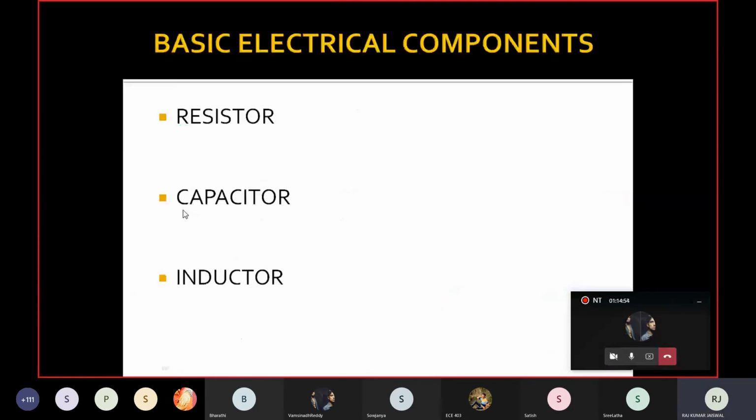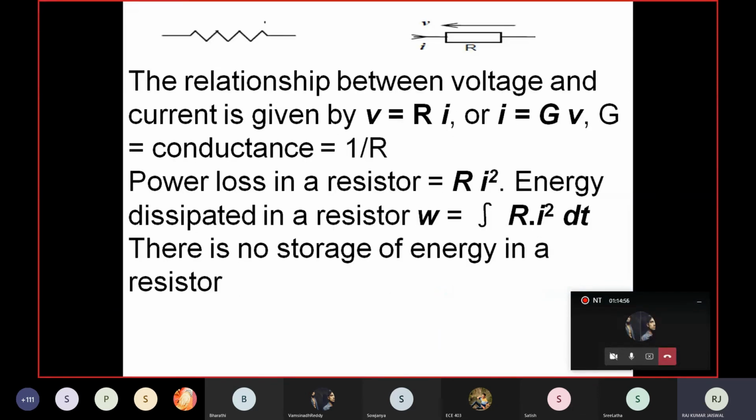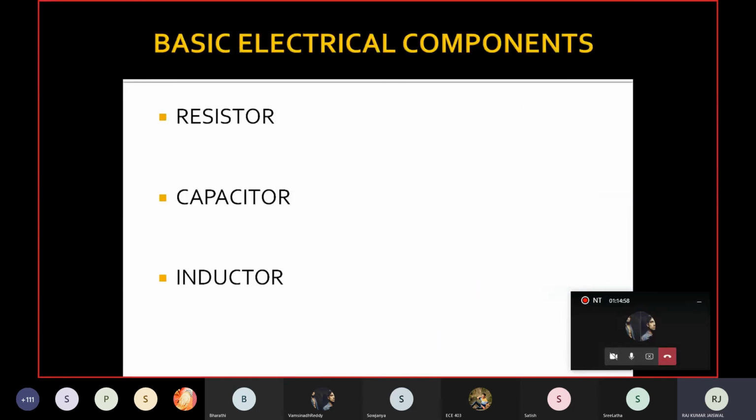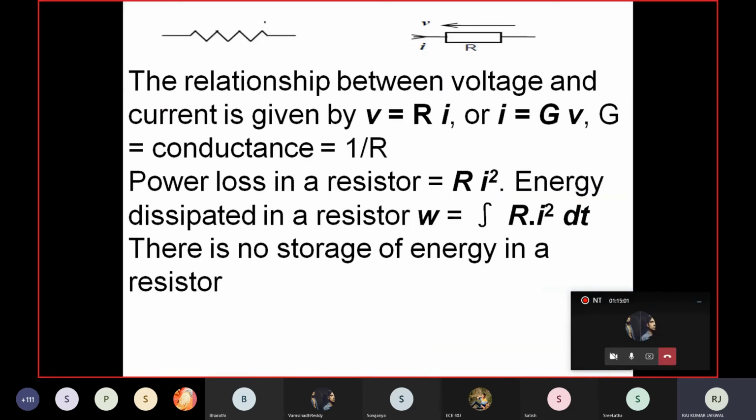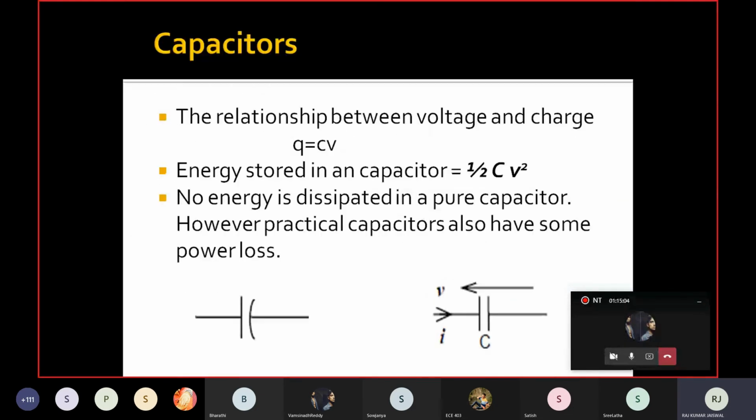Now resistance is completed. We are done with resistance. What is the next topic? Next topic is capacitor. What is a capacitor? Can anyone tell me? A component that stores energy in the form of electrical energy. Storage of energy.